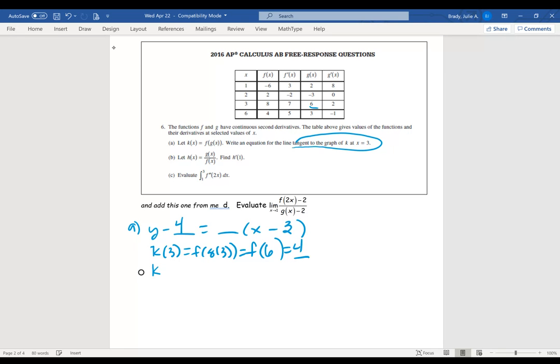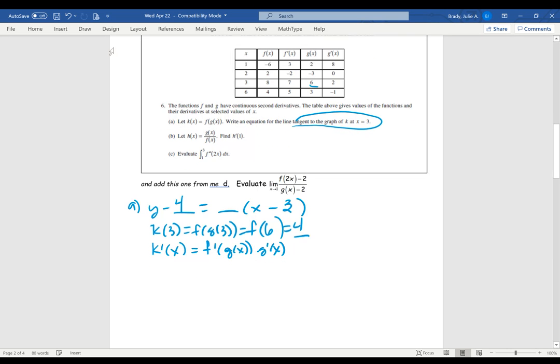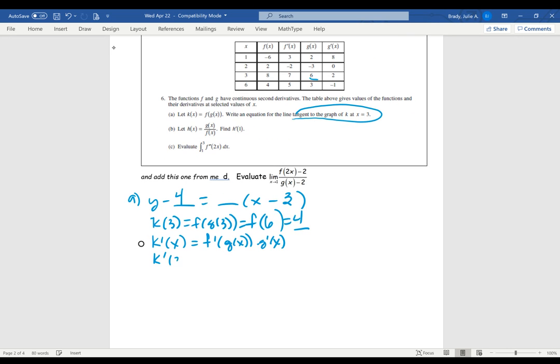Okay, now I've got to get the derivative. So k prime of x is, chain rule, f prime of g of x times g prime of x. So now let's get k prime of 3. It's f prime of g of 3 times g prime of 3. g of 3 was 6, and g prime of 3 is 2, and f prime of 6 from the table is 5. So 5 times 2 is 10. Like bam.